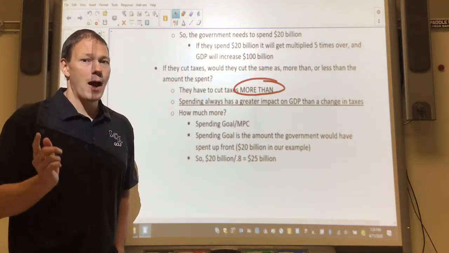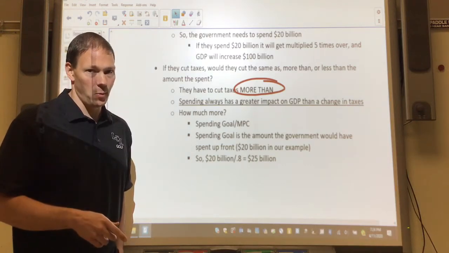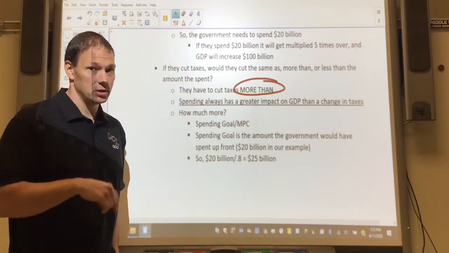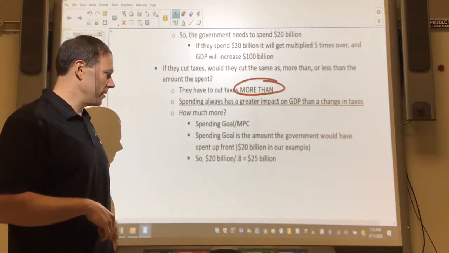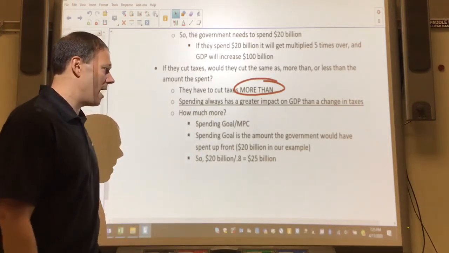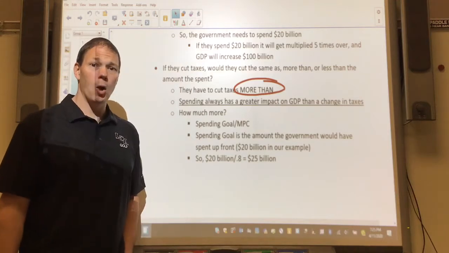If they ask you how much more, this gets a little bit more complicated, it gets a little mathy. Good news is this year you're allowed a calculator. So the question is, how much more would they have to spend? The formula I like to use is the spending goal.